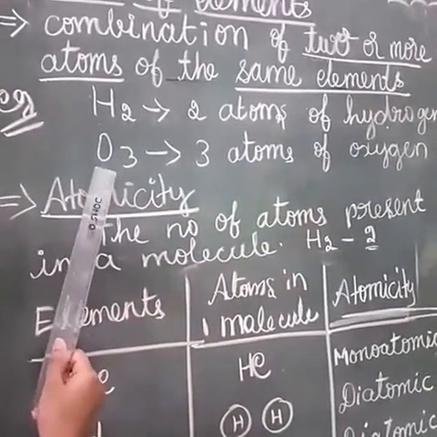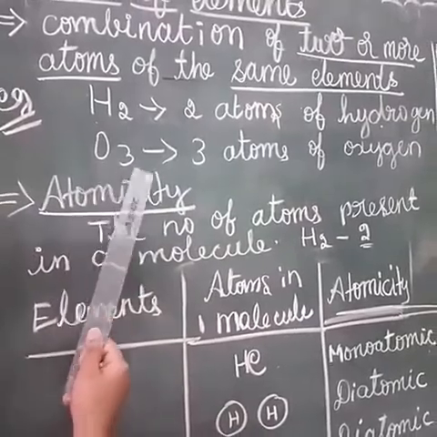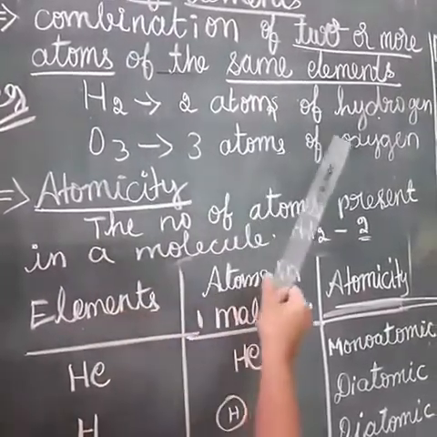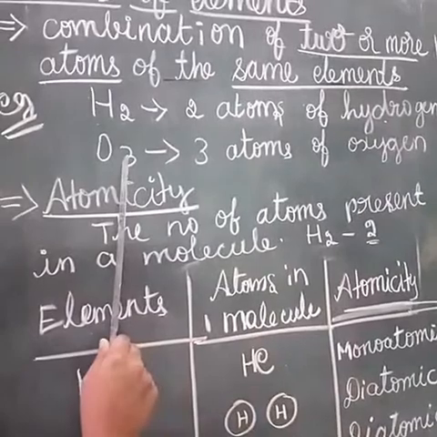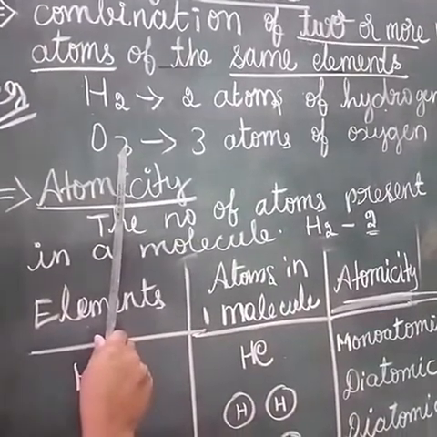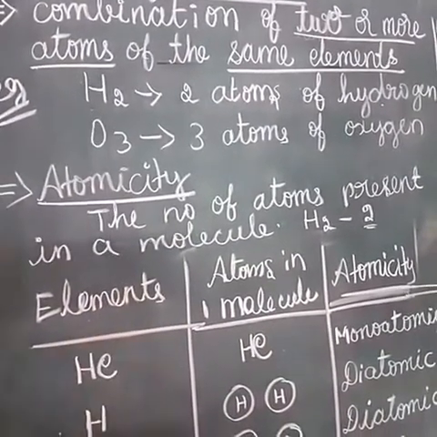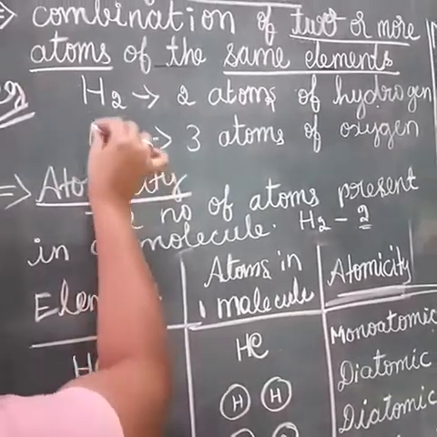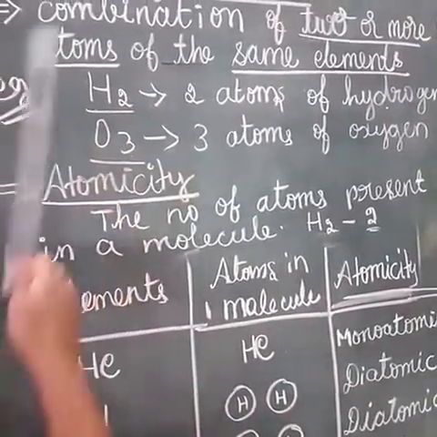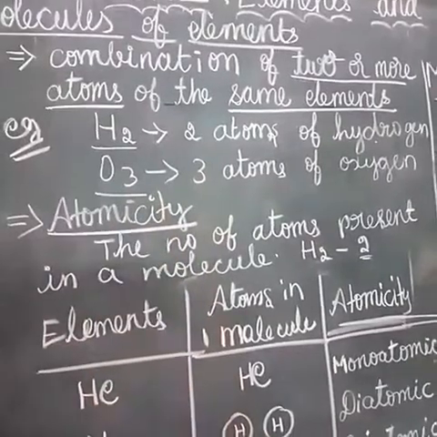Next one, molecule of ozone. It is made by three atoms of oxygen. There are three atoms and also it is made by the same element. These H2 and O3 are called molecules of elements.